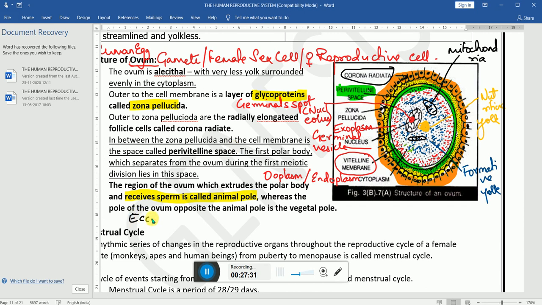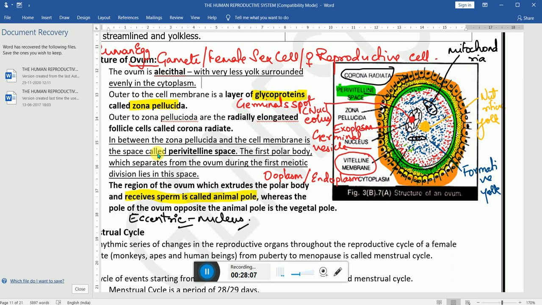Finally, at the end, we are done with this particular topic, students. Actually, I wanted to move ahead with some other things in the class. That's why I've just made this video for you. So eccentric means not in the center. So the nucleus is eccentric, which means it has got polarity. It has one animal pole and the other is called the vegetal pole.